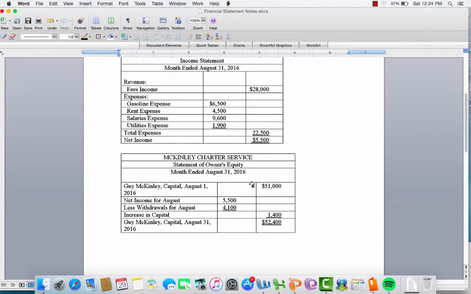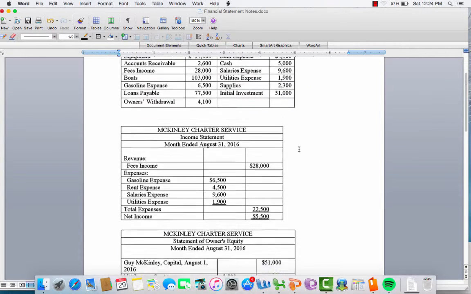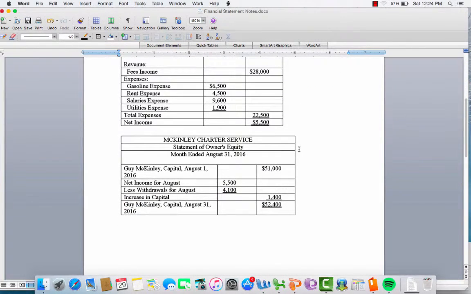last. So this very first column is going to be what our starting capital was at the beginning of the period. So on August 1st, as the very first day of operations for this business, Guy contributed $51,000 to the company. All right, so that was the initial capital, $51,000. Now notice he earned $5,500 for the month of August. That's what we calculated earlier. We just brought that number down here.